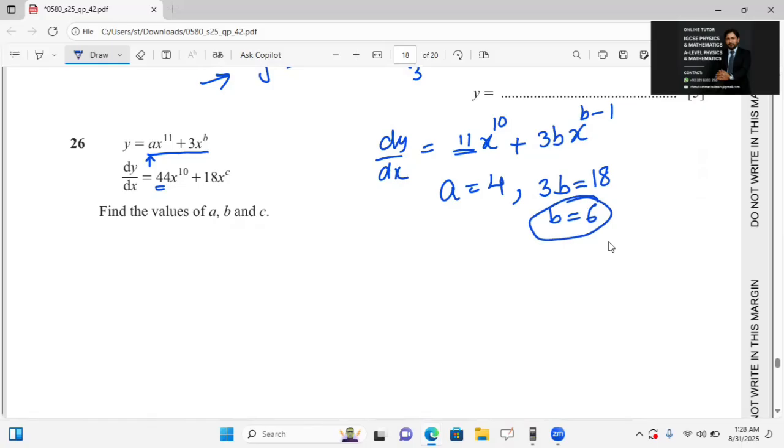Bring it here, what happened? No yar. C is equal to b minus 1 and video is recording. And c is equal to 5.